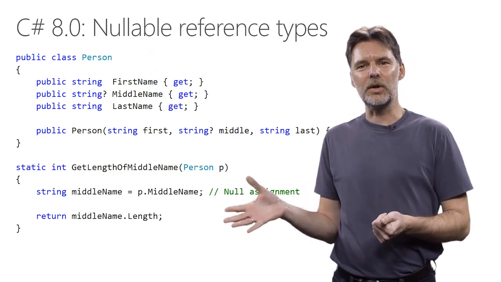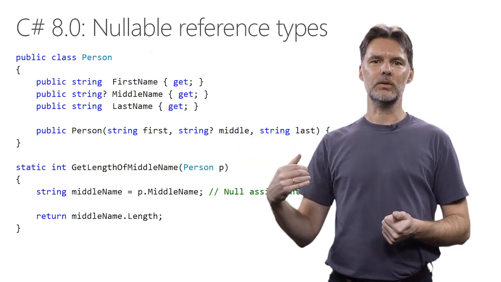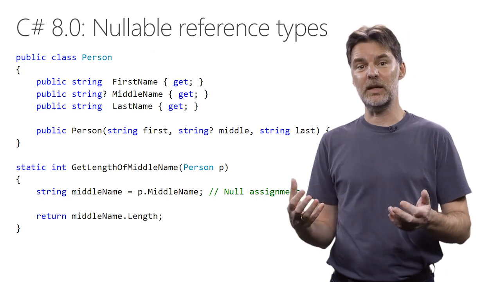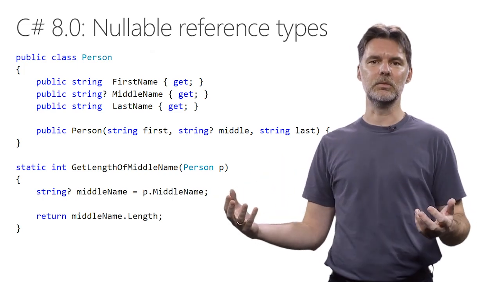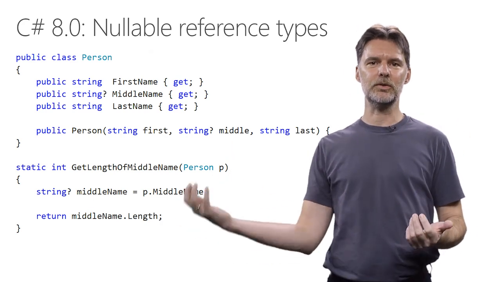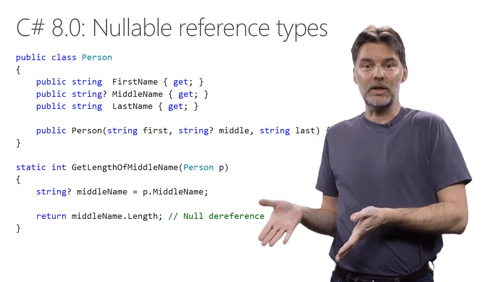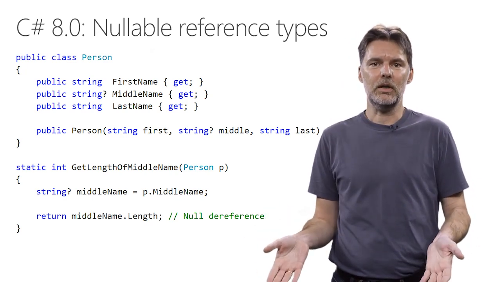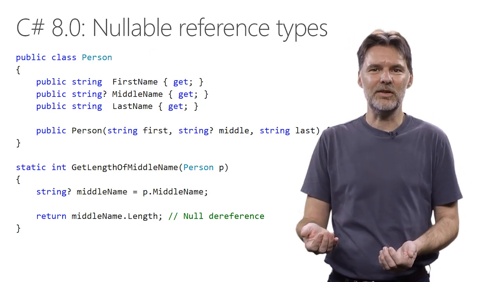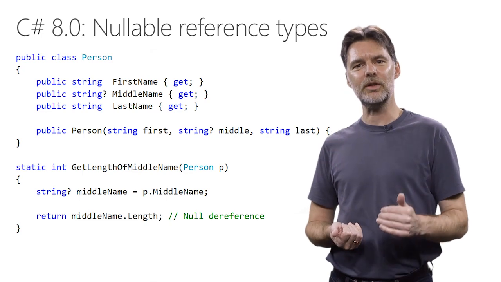First, it's going to warn us that it's assigning the nullable middle name of the person to a non-null local variable. We can fix that just by adding a question mark to the type of the local variable as well, making it nullable. So now the assignment is fine, nullable to nullable. But now we get a warning that we may be dereferencing a null value. The compiler won't let you dereference a nullable reference unless you convinced it somehow that it's not actually going to be null at the point of dereference. So how can you convince it of that?